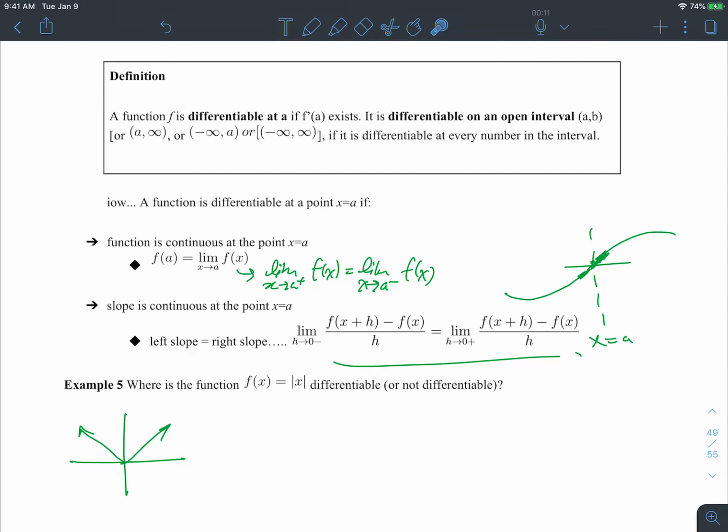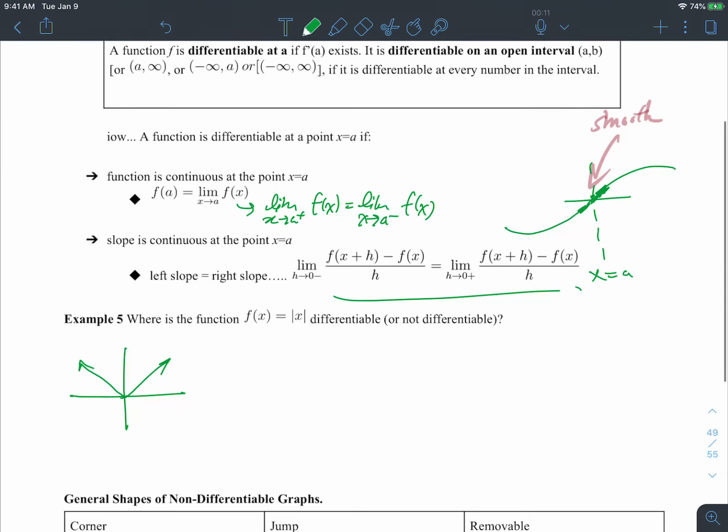But when you do that, it creates, are you ready for this, guys? A smooth surface. Yeah, smooth. I said that. So when you see something that's differentiable, it's smooth. As opposed to what? We'll get there in a second. Okay.